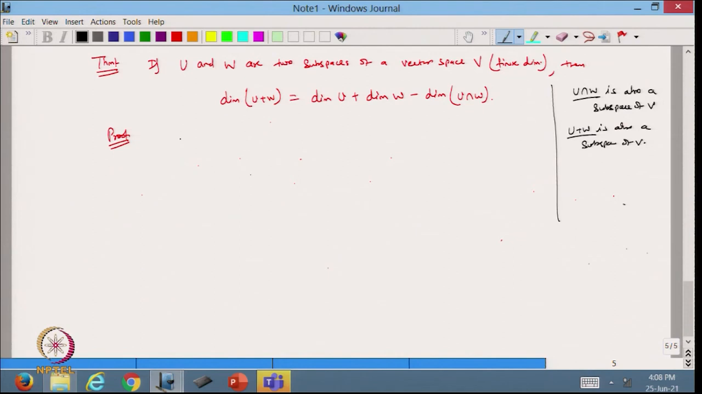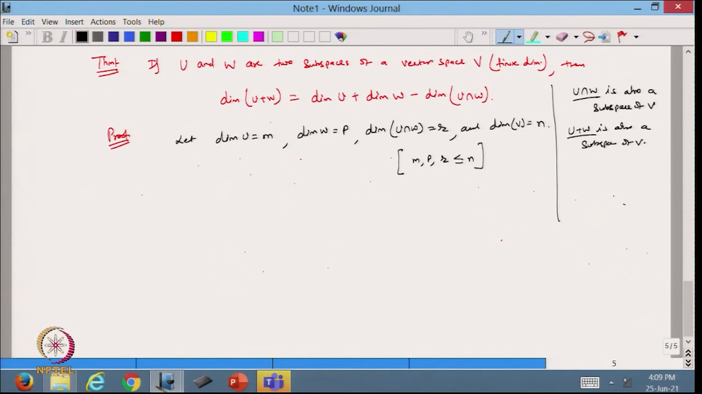So let us do the proof for this one. Let the dimension of U be m, the dimension of W be p, the dimension of U intersection W be r, and the dimension of V be n. Of course, m, p, r are definitely less than or equal to n, because they are subspaces, so their dimensions will be less than or equal to n.